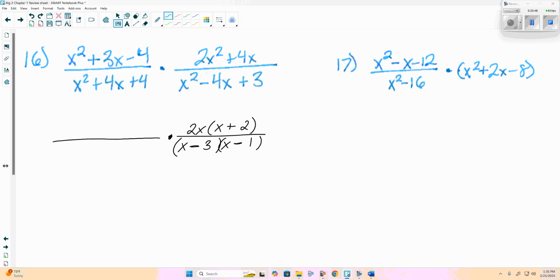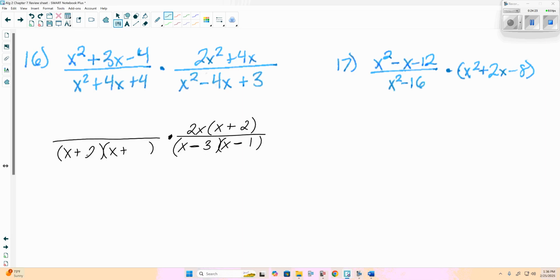X squared plus 4x plus 4, is there a greatest common factor between these three terms? No, x squared doesn't have a number, 4 doesn't have x. So there is no greatest common factor. So factors of x squared would be x and x. Since the third term is positive, signs are the same and match the sign of the middle term. Plus and plus. So factors of 4 are what? 1 and 4 or 2 and 2.